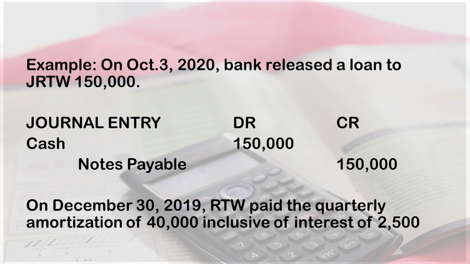Example, on October 3, 2020, a bank released a loan to the business JRTW for 150,000. As a general rule, liability should be credited. Therefore, our entry is debit cash. As we receive cash, debit 150,000 and credit notes payable of 150,000 in compliance with our general rule. General rule, liabilities should be credited.